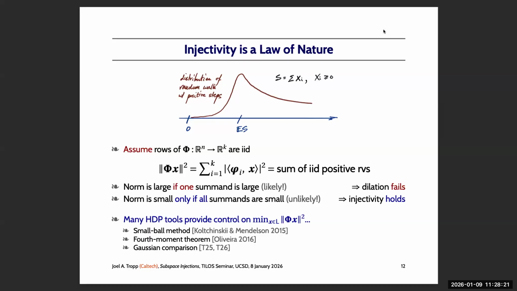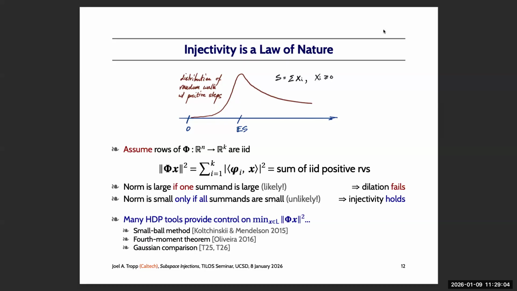So in short, the norm here, the action of the dimension reduction map on a vector, is big if one of these summands is large, which is quite likely, and that can break your dilation condition, how much the dimension reduction map stretches a vector. On the other hand, the norm can be small only if all of the summands are small, which is extremely unlikely, and as a consequence, this dimension reduction map tends to be injective. This is very, very likely. This is a heuristic reason that the injectivity condition should be true, even if the dilation condition is not.